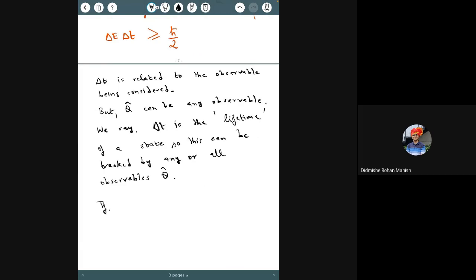If dQ/dt is large, it implies that delta T is small, which implies delta E is large.